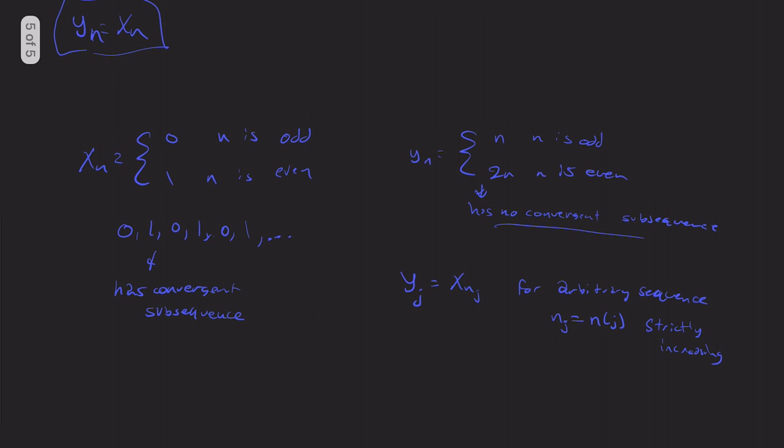So if we pick any arbitrary subsequence, well, that means that y_j is less than or equal to, well, the smallest is going to be n if it's odd, and the biggest is going to be 2n.